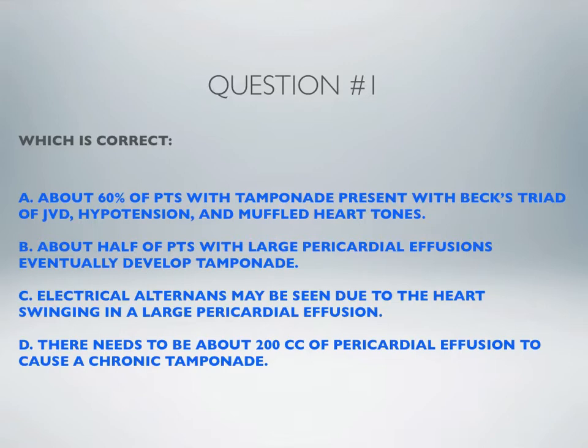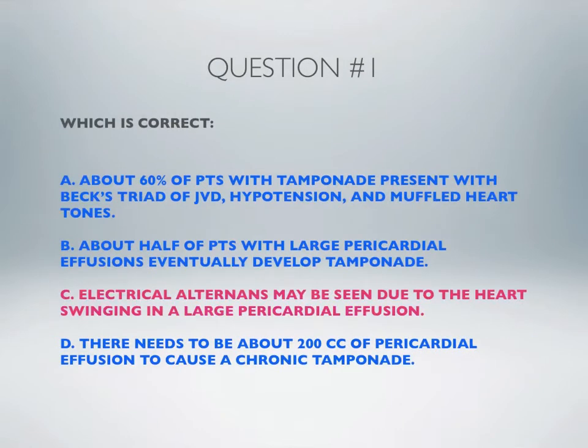If you're listening to this online, you may want to hit pause to think about these answers and take your time. And now we're going to go over the correct answer. The correct answer is C. Electrical alternans may be seen due to the heart swinging in a large pericardial effusion. The electrical alternans can not only be seen on an EKG, but oftentimes on the telemetry monitor at the bedside.